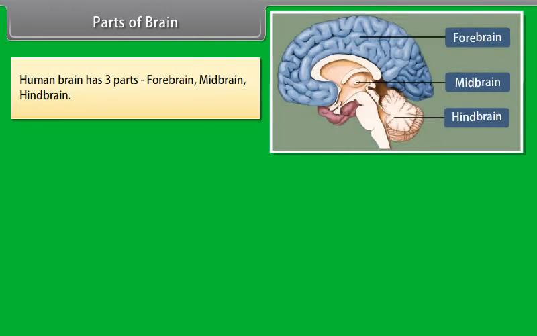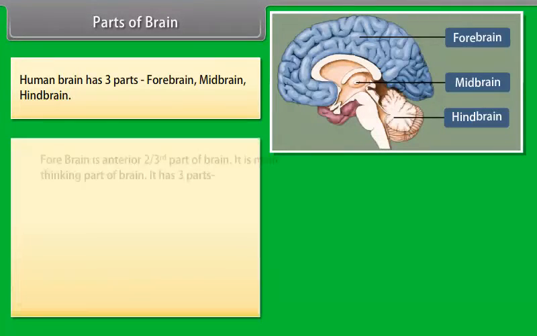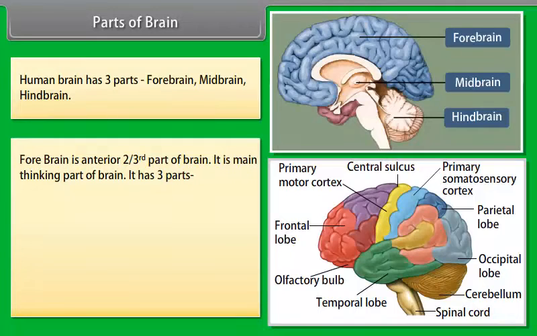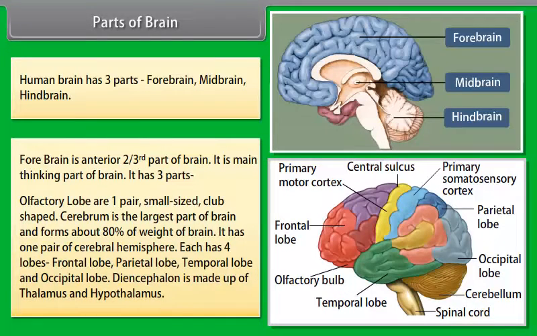Parts of the brain. The human brain has 3 parts: forebrain, midbrain, and hindbrain. The forebrain is the anterior, 2/3 part of the brain. It is the main thinking part of the brain. It has 3 parts. Olfactory lobes are 1 pair, small-sized, and club-shaped.